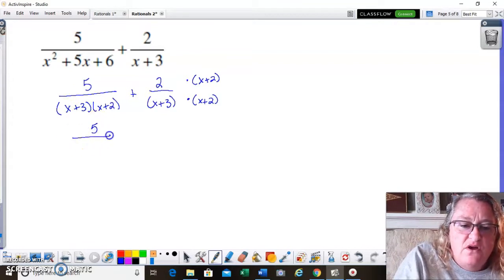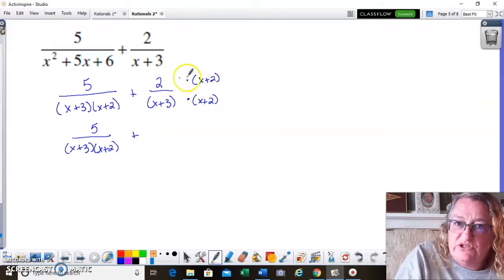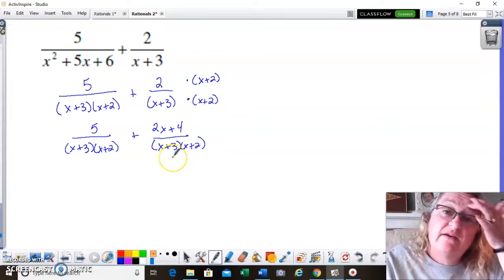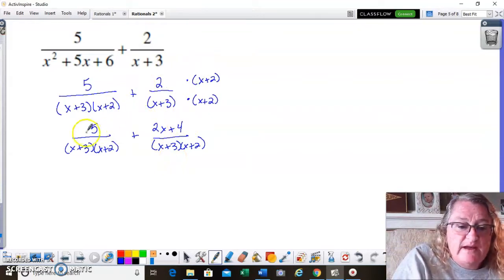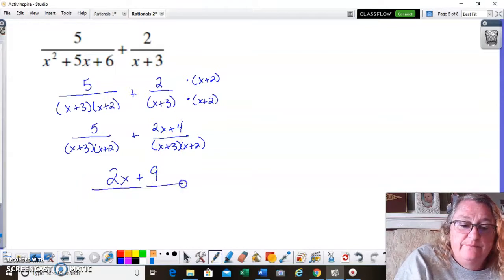So I have 5 over x plus 3 times x plus 2, and I'm going to go ahead and distribute that 2, so that becomes 2x plus 4, with x plus 3 and x plus 2 as my denominator. So now I have like denominators, so I'm going to add like terms in the numerator. My 2x doesn't have anything like it, so it's just 2x. But my 5 and my 4 can be added together, so that becomes plus 9, with my denominator as it was, x plus 3 and x plus 2.